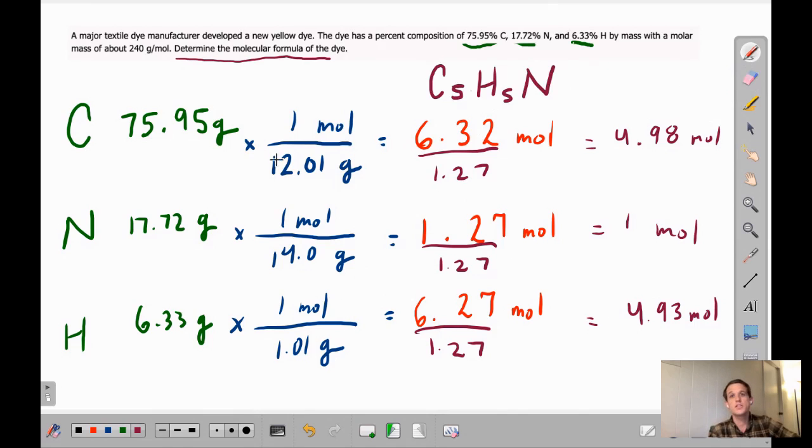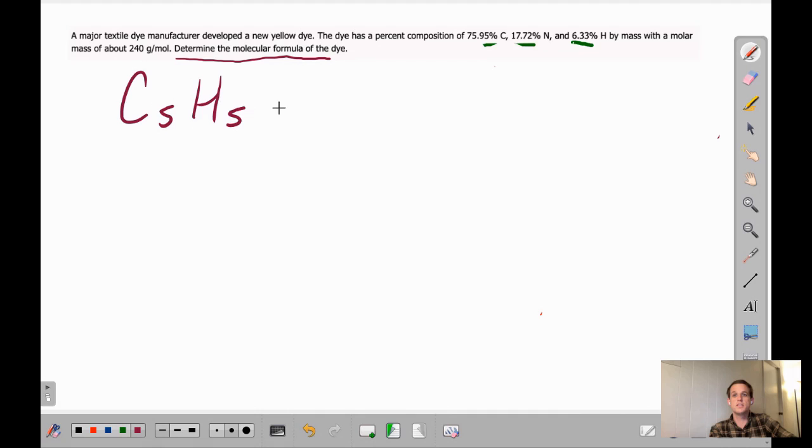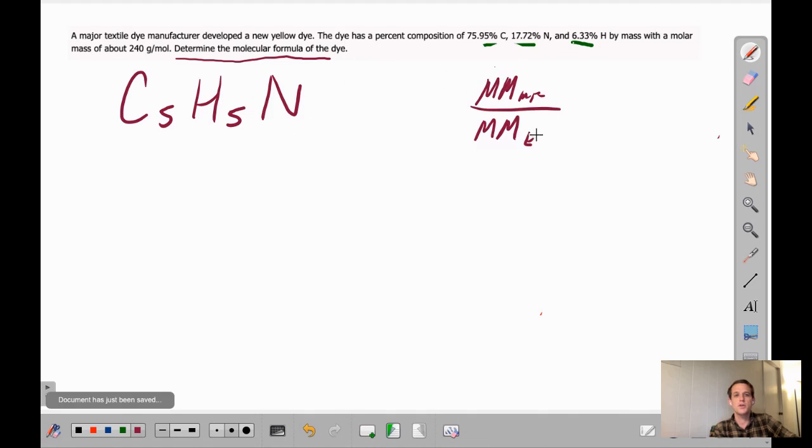All right, so now we need to determine the molecular formula. So we're going to need to make some space here. And remember, it was C5H5N. Okay, so if you recall, to figure out what the molecular formula is, we need to take the molar mass of the molecular formula divided by the molar mass of the empirical formula. And that will give us a scale factor we can apply to solve for the molecular formula.